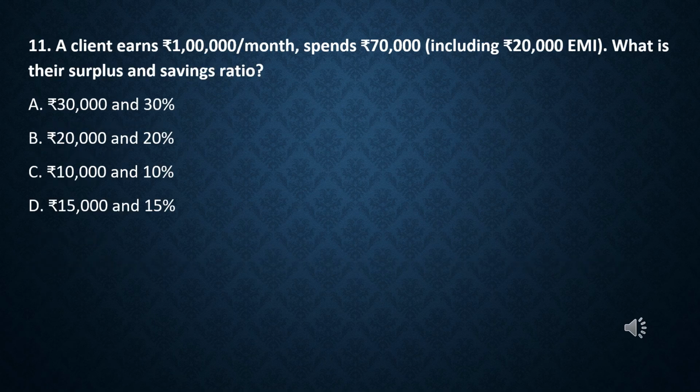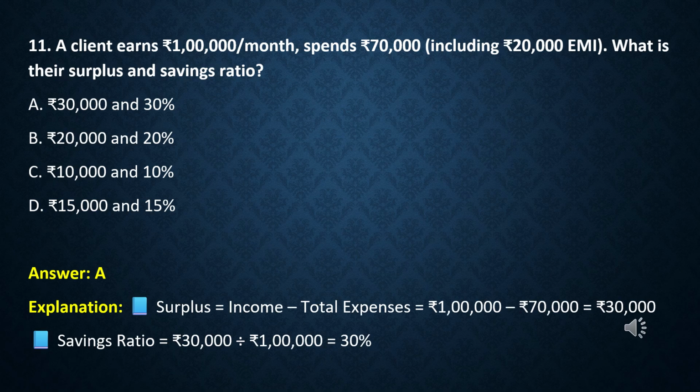Next question. A client earns 1 lakh per month, spends 70,000, including EMI 20,000. What is their surplus and savings ratio? Option A, 30,000 and 30%. Option B, 20,000 and 20%. Option C, 10,000 and 10%. And option D, 15,000 and 15%. Correct answer is option A, 30,000 and 30%.